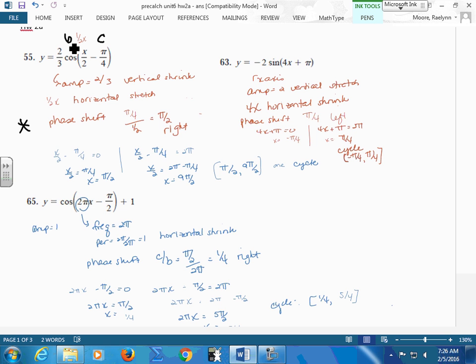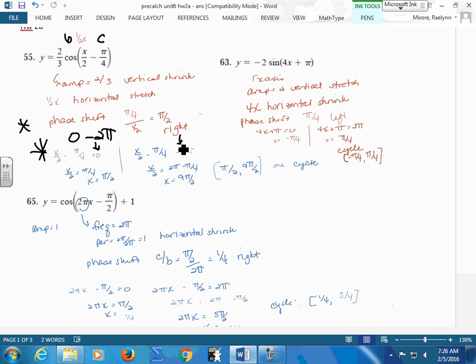Where does one cycle start? Make sure you can do this. Normally we go from 0 to 2 pi. That's where your unit circle is. So start it equal to 0, start it equal to 2 pi. 9 pi over 2. If you add 2 pi, take 2 pi and add pi over 4. 18 over 4? Yeah, just reduce it.